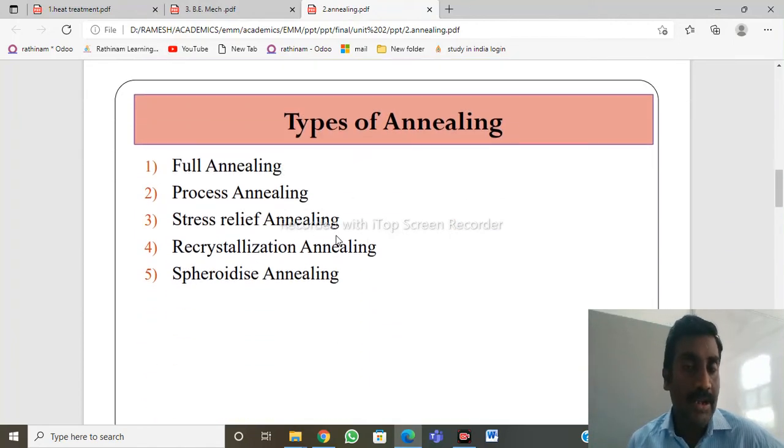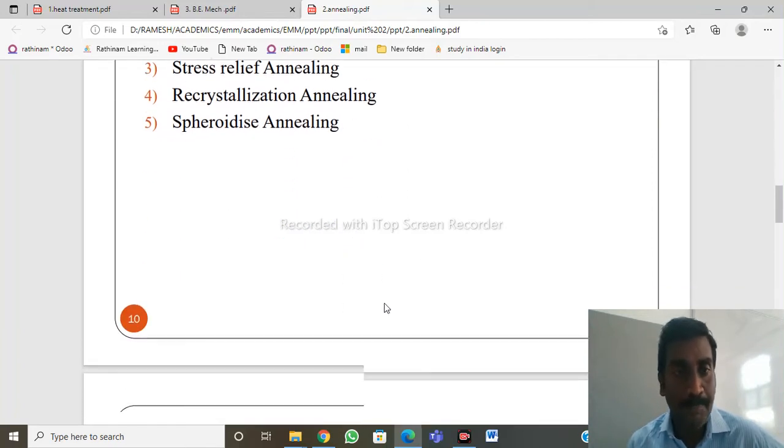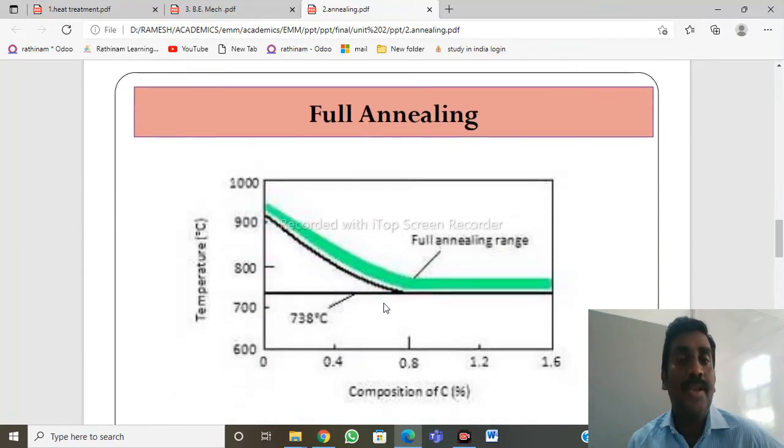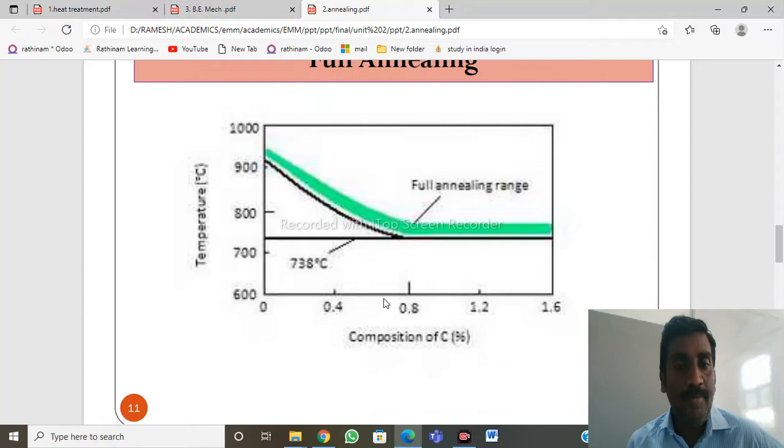Then the types of annealing. There are several types of annealing processes: full annealing, process annealing, stress relief annealing, recrystallization annealing, and spheroidizing annealing. So these are the five types. In that, now we are going to see about full annealing. So what is meant by full annealing?